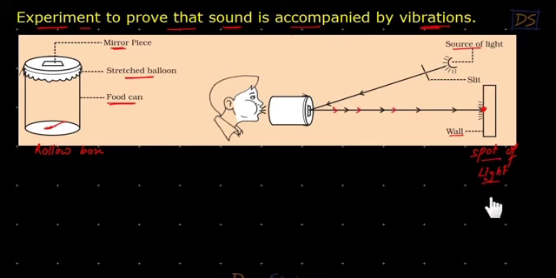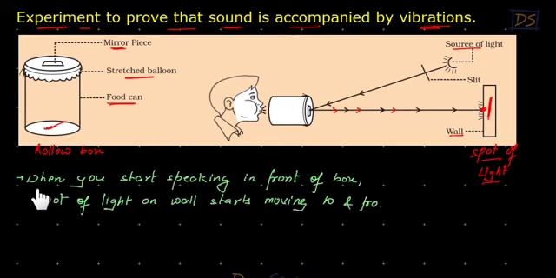Very simple, students, right? Now, you start speaking in front of this box at normal volume, the way you talk to your friend. When you do that, you will see that the light spot will start dancing. It will start moving up and down, up and down. So let me write this down. When you start speaking in front of the box, the spot of light on the wall starts moving to and fro, up and down, students.